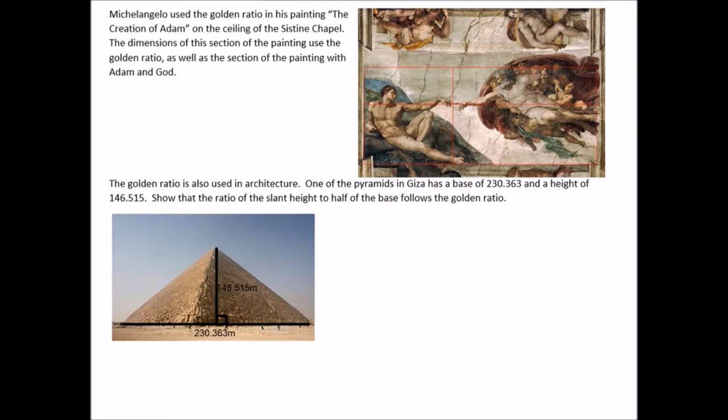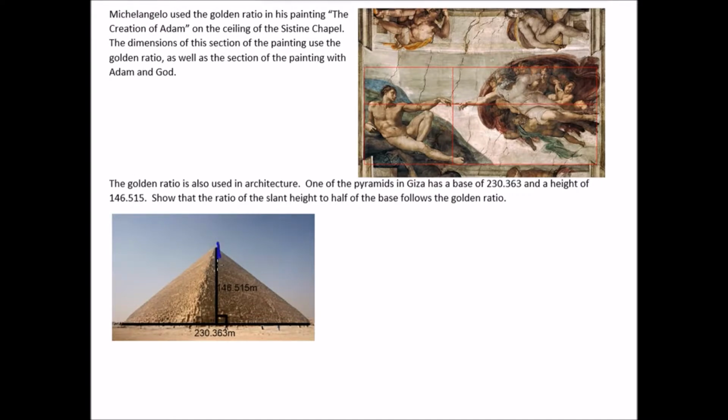So now, let's use the golden ratio in architecture. So here's an example at the bottom of one of the pyramids in Giza, and it has a base of 230.363 meters and a height of 146.515 meters as well. Okay, let's show that the ratio of the slant height to half of the base follows the golden ratio. Okay, so let's show that.